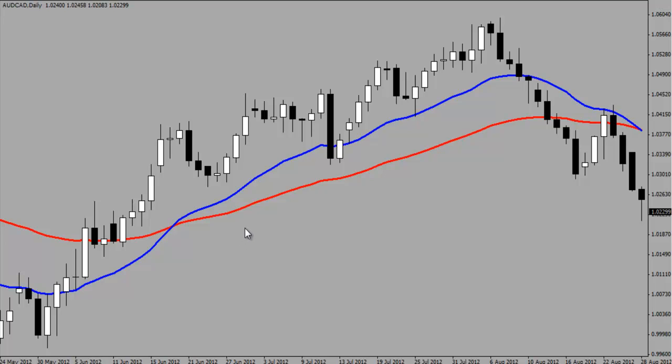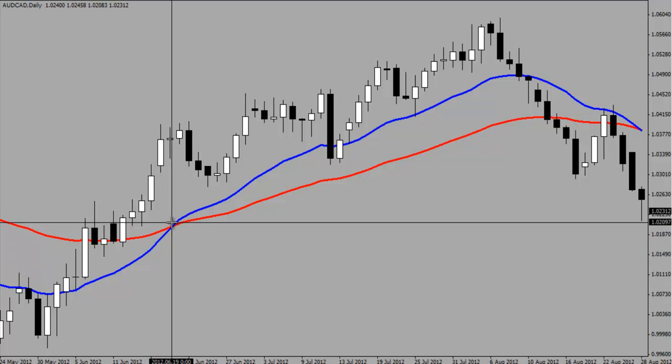The two moving averages that we have on this chart right now are the 20 moving average and the 50 moving average. That means if the 20 moving average, the blue line, is above the 50 moving average, the red line, we expect the direction of the market is to the upside, in an upward trend.